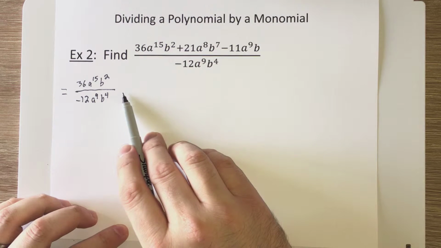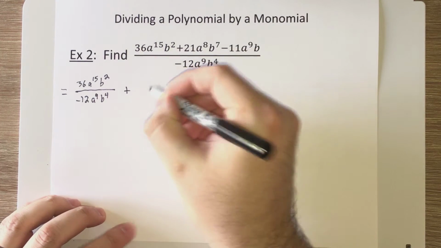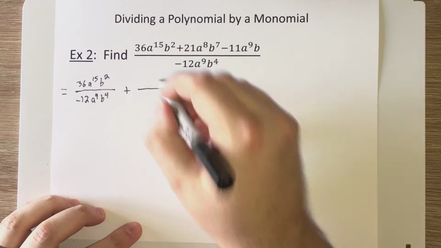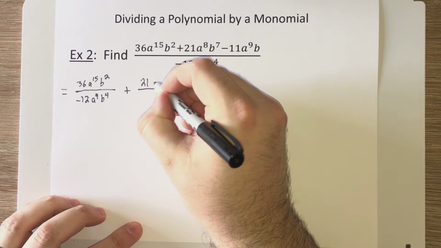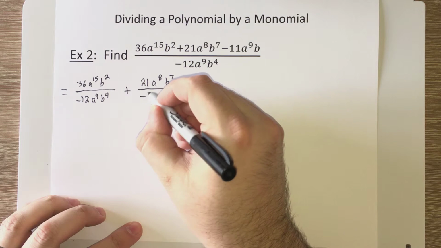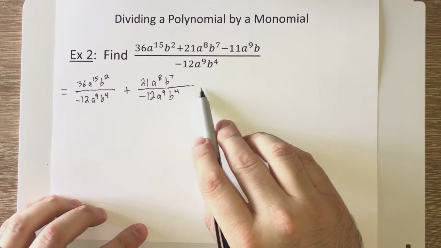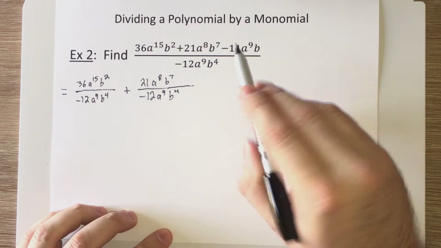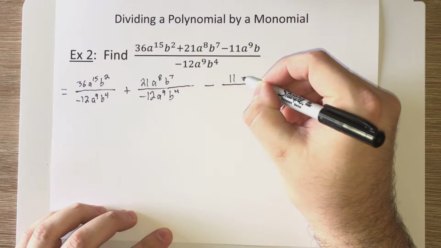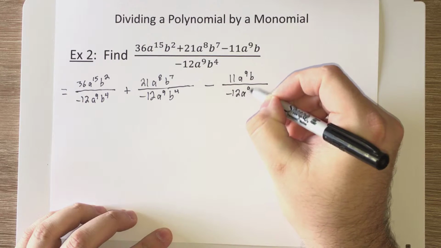Now what sign goes here? Again, the way I'm teaching it to you, you're going to put this plus sign right here. Okay, so put that plus sign there. And then next term, you're going to write this monomial over that whole thing. So you have 21, a to the 8, b to the 7. And on the bottom again, put this negative 12, a to the 9, b to the 4th. What symbol goes here? Whatever symbol's there. Since that's a minus, you put a minus. Then one more fraction. You're going to put 11, a to the 9, b. And then you put this negative 12, a to the 9, b to the 4.